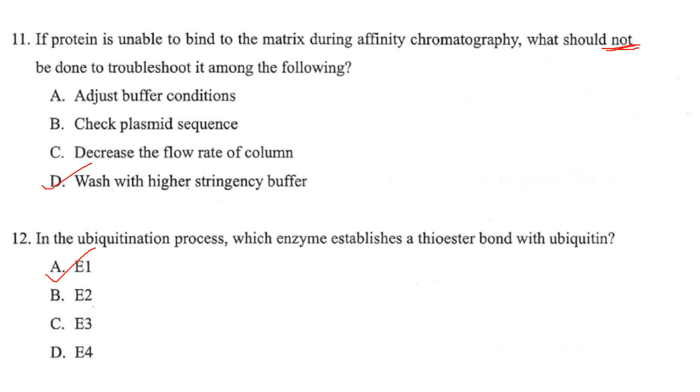In the ubiquitination process, which enzyme establishes a thioester bond with ubiquitin? So ubiquitination requires 3 enzymes, that is ubiquitin activating enzyme or E1, ubiquitin conjugating enzyme E2 and ubiquitin ligase E3. So here they have asked which enzyme establishes a thioester bond with ubiquitin. So it is E1 or ubiquitin activating enzyme. So the answer here is option A, E1.